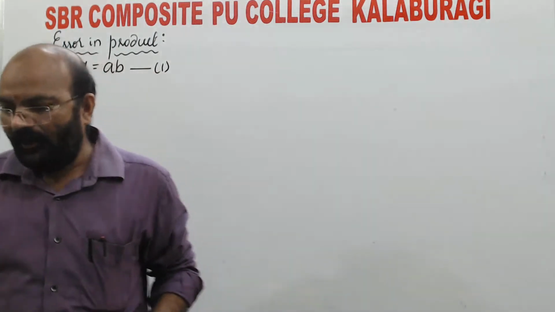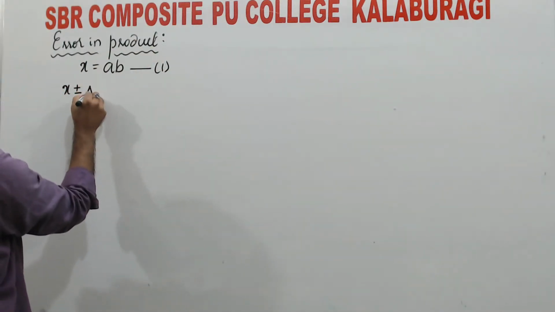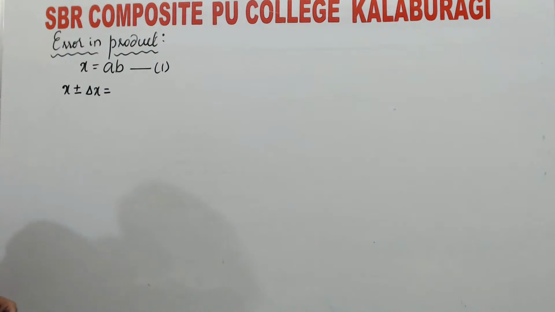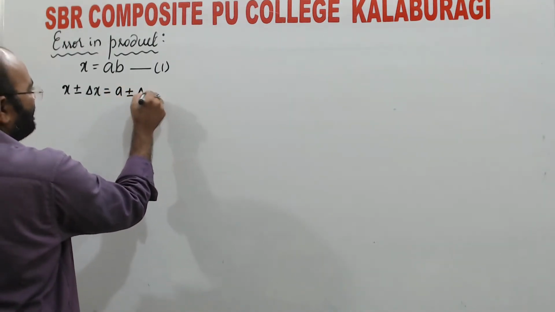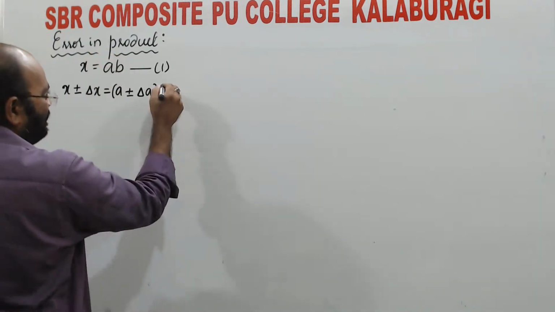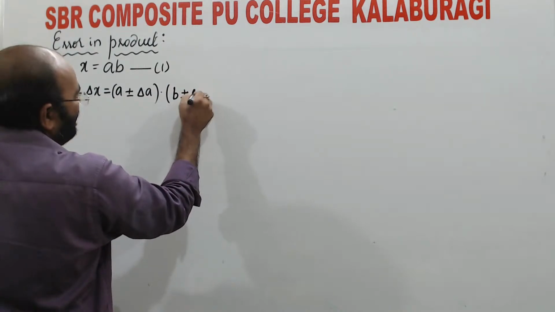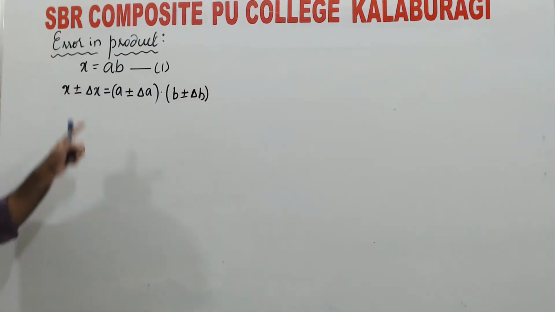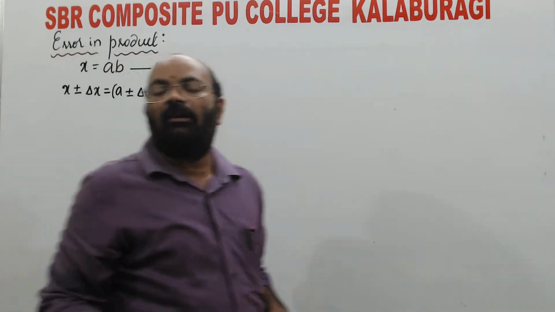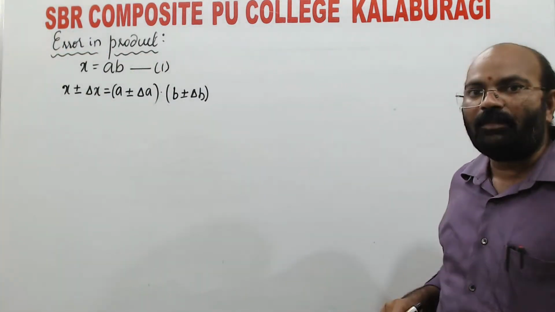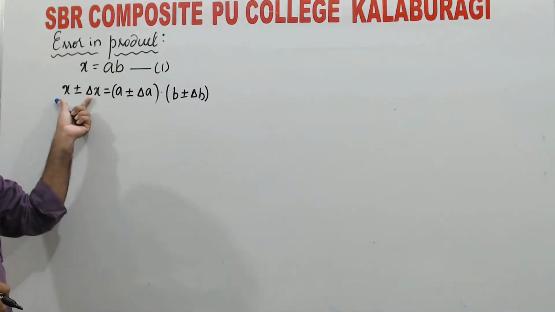Then I can write this value as x plus or minus delta x equals, in brackets, A plus or minus delta A, into B plus or minus delta B. We got this condition for error in product, where A and B always represent the physical quantities, and delta A and delta B represent their absolute errors, and this is the corresponding result we got.